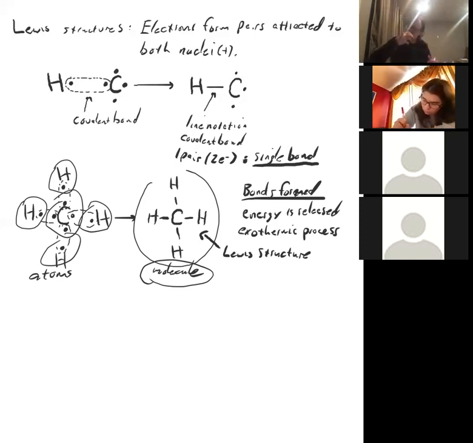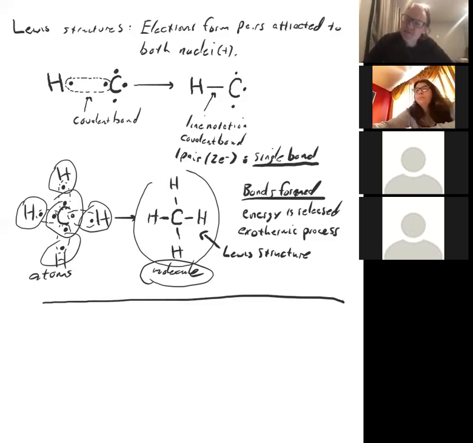Lewis was the first chemist to develop this idea of showing molecules using these structures. It's a convenient way to think about things. Mainly what you'll do in this chapter is practice drawing Lewis structures and analyzing them, figuring out which ones will form and which ones will not. So we have this phenomenon, which is called the Octet Rule.